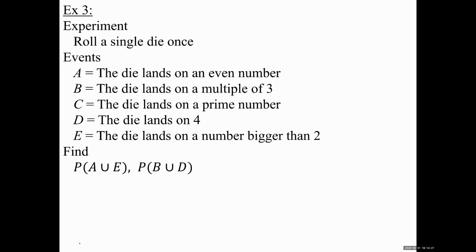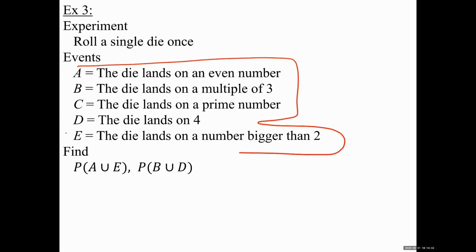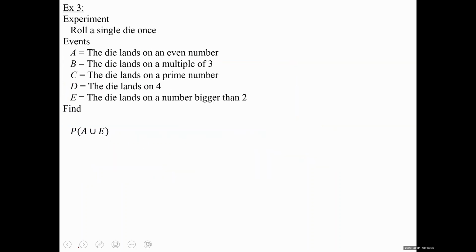In this experiment, we're rolling a single die once. We have these events here. Okay, and look what it says. Find the probability of A or E, and then the probability of B or D. So we have probabilities of ORs we got to find. All right.